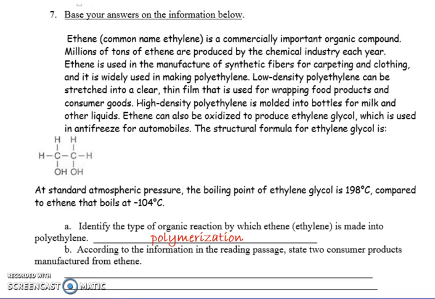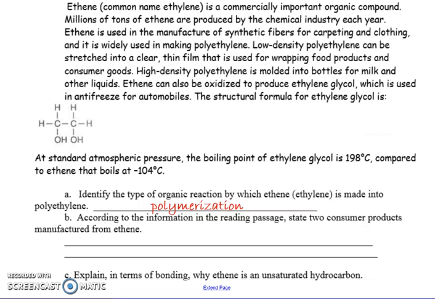Letter B says, according to the information in the reading passage, state 2 consumer products manufactured from ethene. I'm going to leave that one to you because it's right there in the reading. And then letter C says, explain in terms of bonding, so make sure you talk about bonding, why ethene is an unsaturated hydrocarbon. Again, I'm going to let you do that one because that is simply the definition of an unsaturated hydrocarbon. If it helps, you may want to draw out the structural formula for ethene.